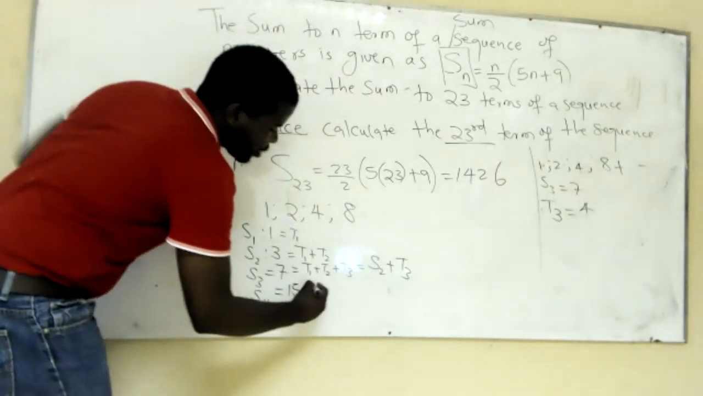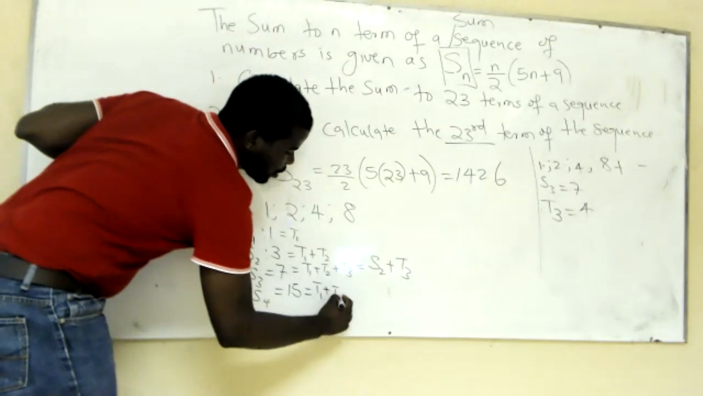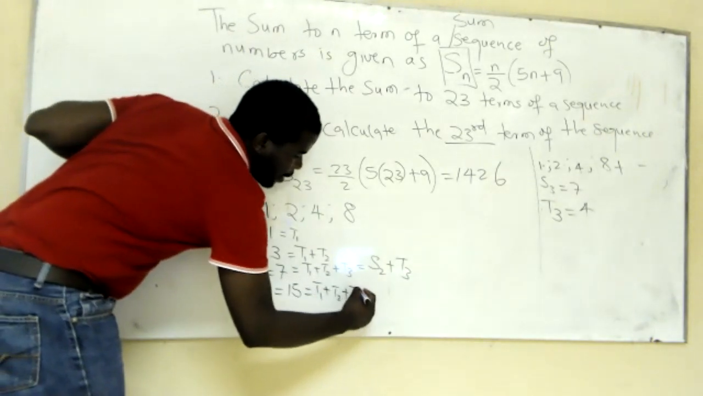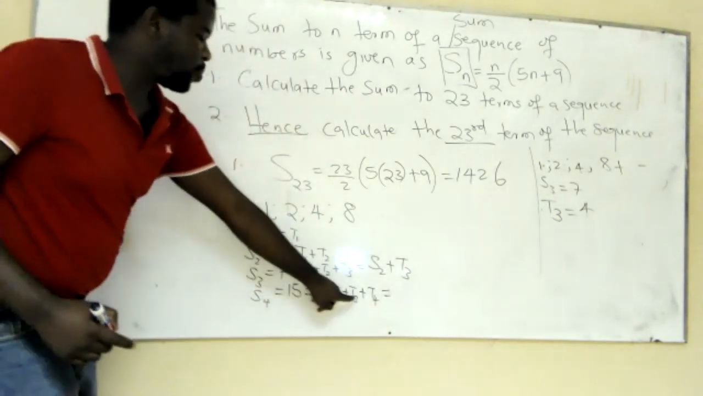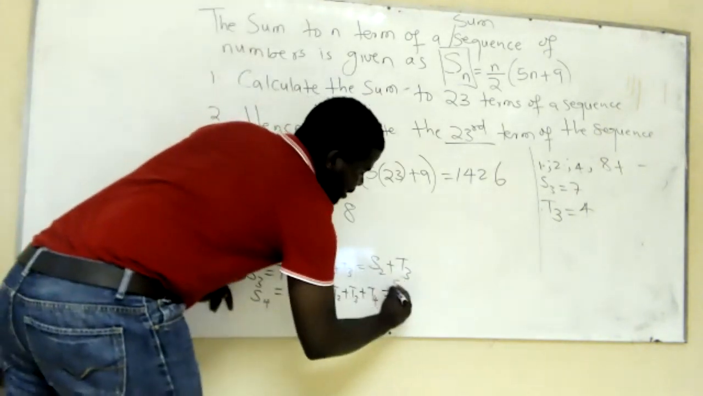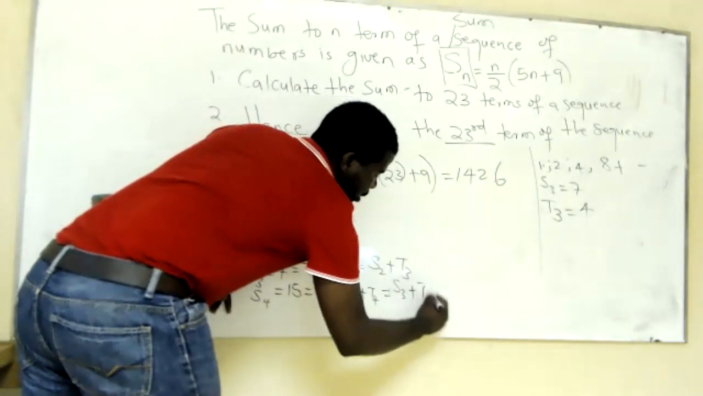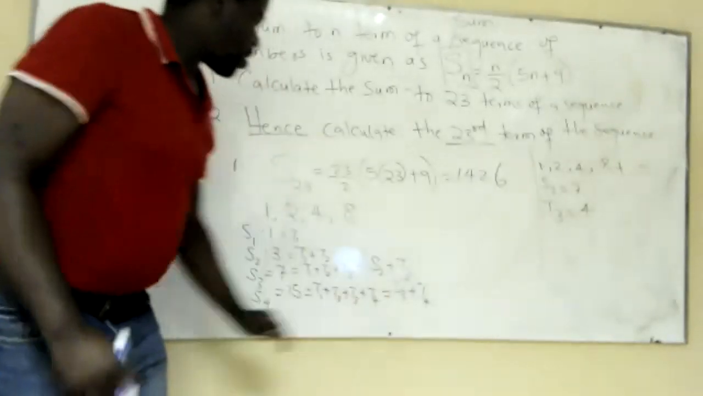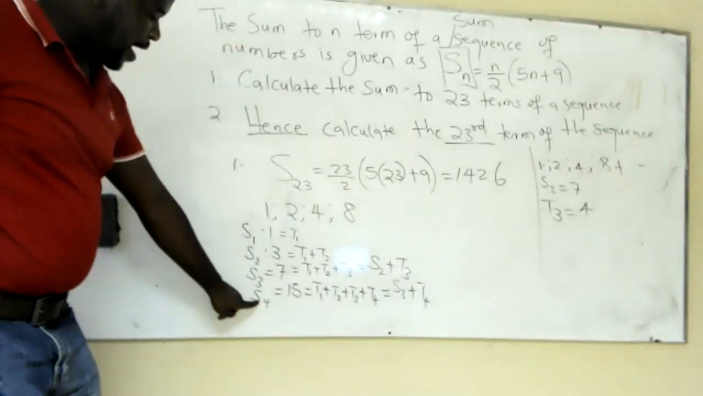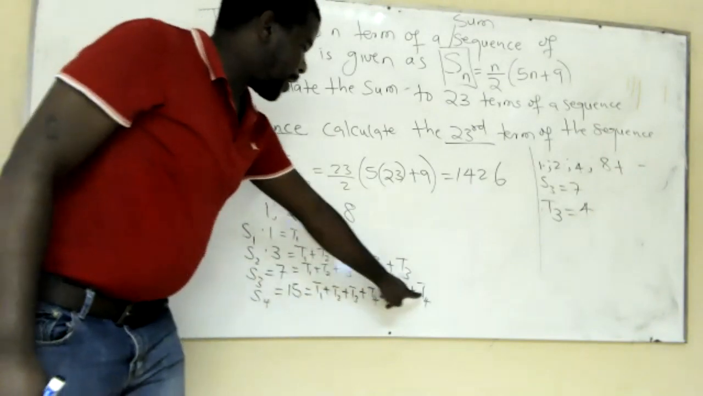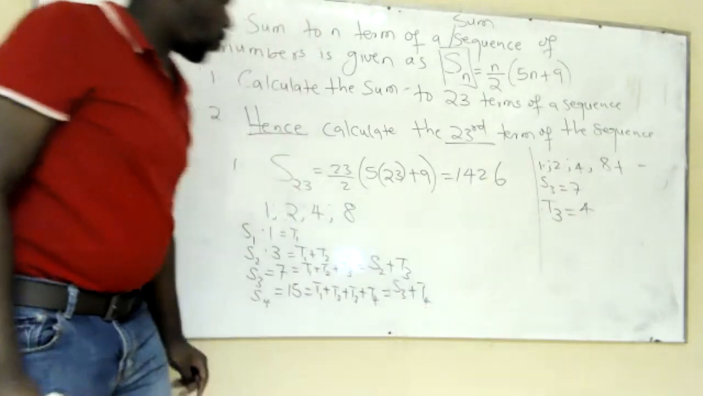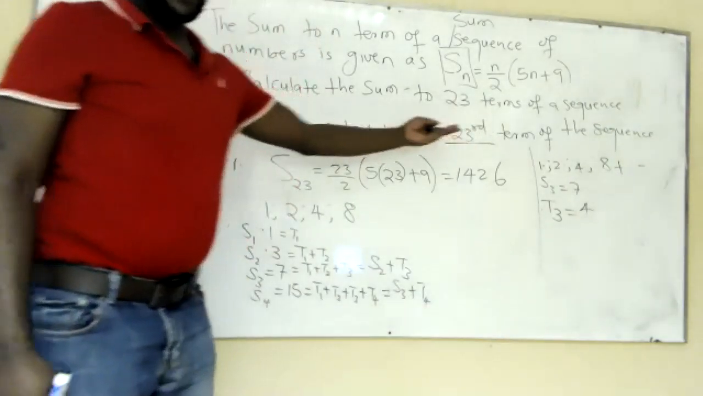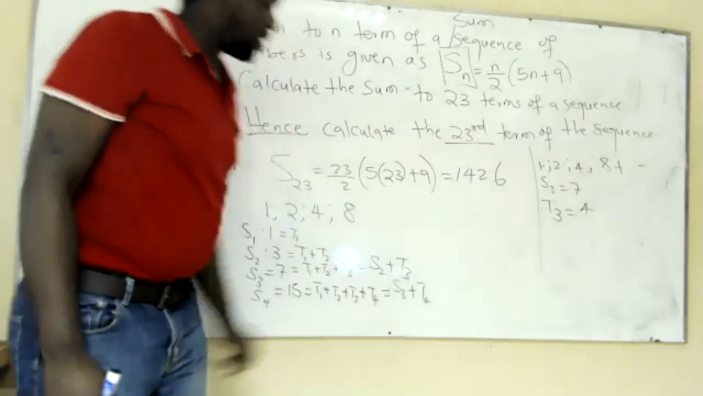Let's go to the last one. The last one is going to be T1 plus T2 plus T3 plus T4. But we know T1 plus T2 plus T3 is S3, right? And then plus T4. Now we have S4, we have S3, and we have T4. So now let's say the question requires us to find T4 when we are given the summations.